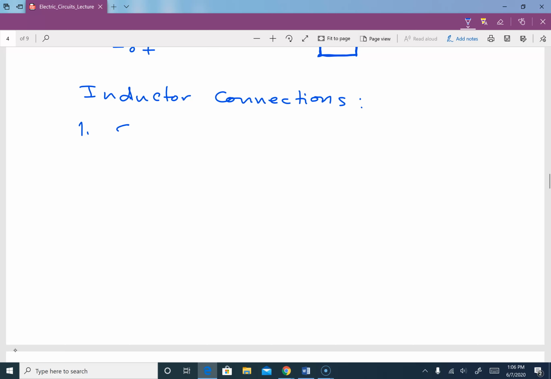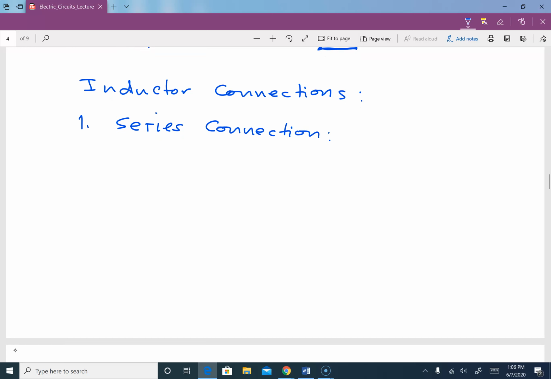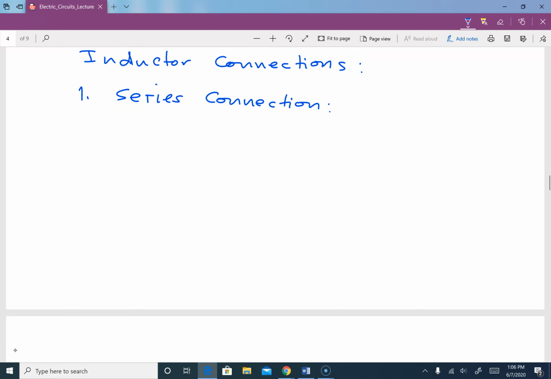The first one is the series connection. To find the equivalent inductance for a series connection of inductances, you will just add them together, exactly the same as resistors. So that will be L1 plus L2 plus L3 plus Ln. It depends on how many inductances are connected in series. So this is how we can get the total inductance.